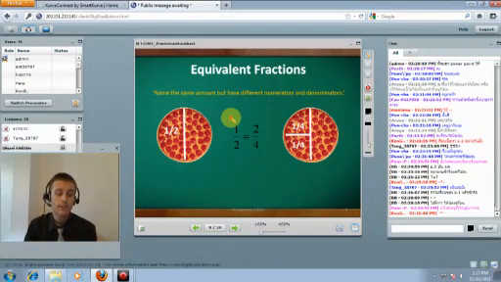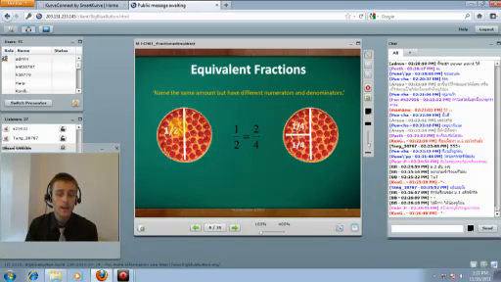Okay, equivalent fractions name the same amount but have different numerators and denominators. These pizzas show us what we mean. In both pizzas, the same amount of the pizza is being marked.